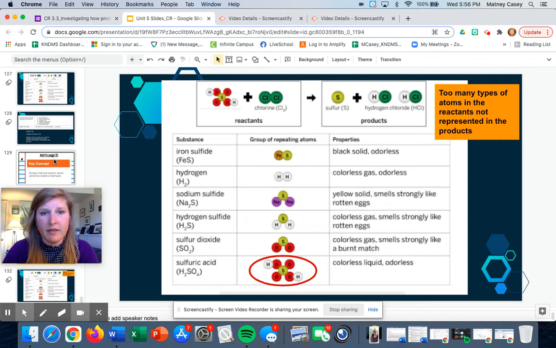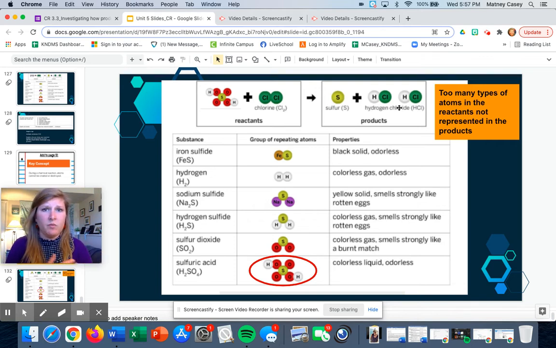Then I also looked at sulfuric acid because that had sulfur and that had the hydrogen on it. So I put that one in there, I look at it, and now I'm seeing there are some red atoms over here. Those oxygen atoms are not represented on the product side. So I know because of the law of conservation of mass, whatever is on the reactant side has to somehow be represented on the product side.